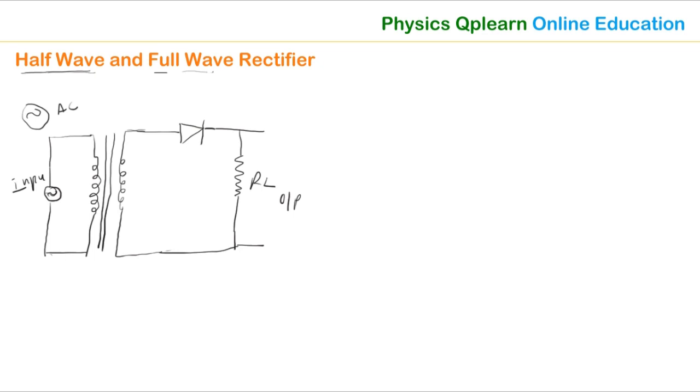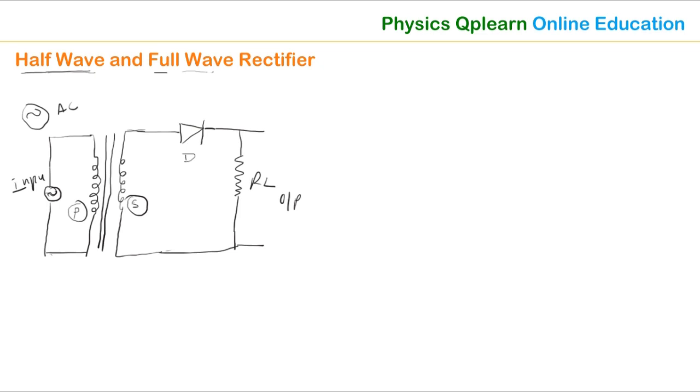So in this half-wave rectifier I am going to take a step down transformer. This is the primary coil, this is the secondary coil. Every transformer has two coils, one is the primary coil, one is the secondary coil. So this is the primary and this is the secondary. The primary coil is connected to the AC source and the secondary coil is connected to the diode, that is the D. Okay, diode D.